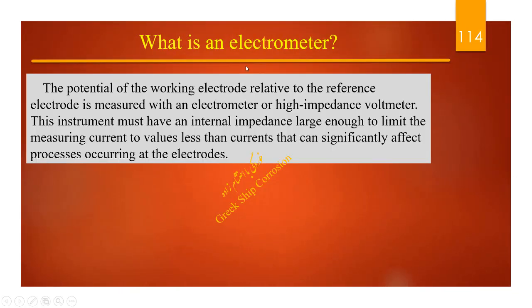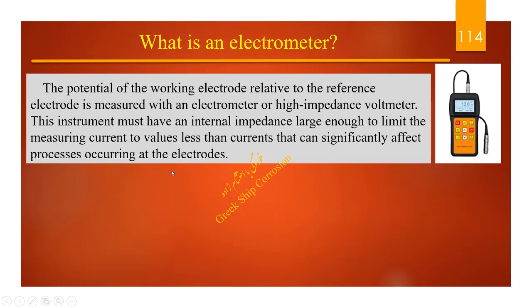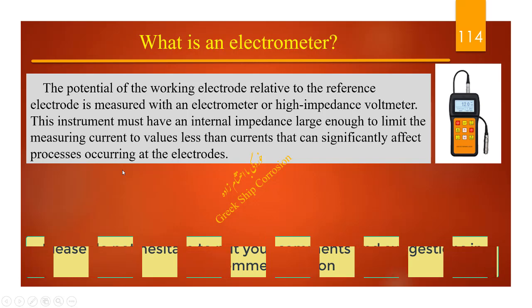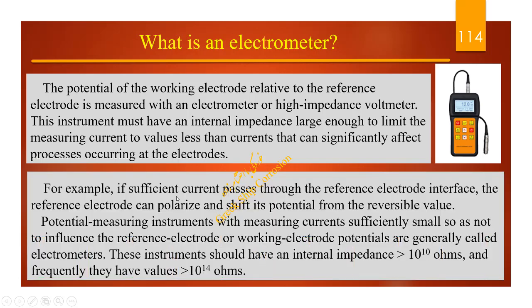What is an electrometer? The potential of the working electrode relative to the reference electrode is measured with an electrometer or high impedance voltmeter. This instrument must have an internal impedance large enough to limit the measuring current to values less than currents that can significantly affect processes occurring at the electrodes. For example, if sufficient current passes through the reference electrode interface, the reference electrode can polarize and shift its potential from the reversible value.